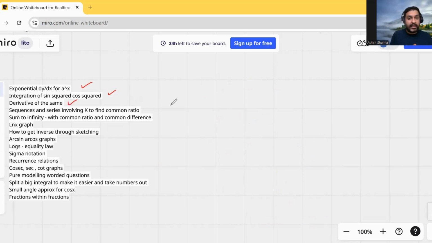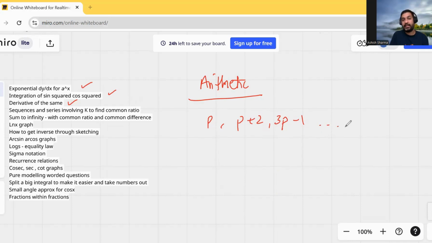So, gone through that. Now, another key thing that comes up in the pure papers is around sequences and series. I've seen questions around this quite a few times. Things like, let's say we have an arithmetic sequence, I don't know, p plus 2, 3p minus 1, something like that. And then they'll say to you, find the first term or something. And when you do arithmetic sequences, often you're looking for a common difference.